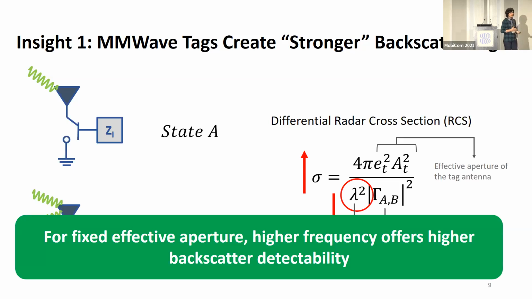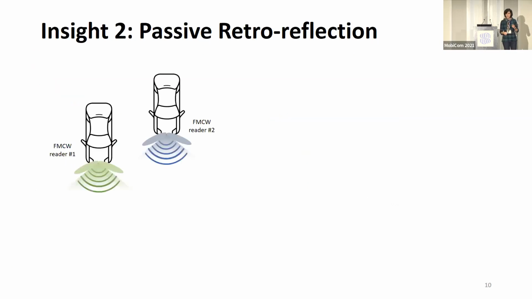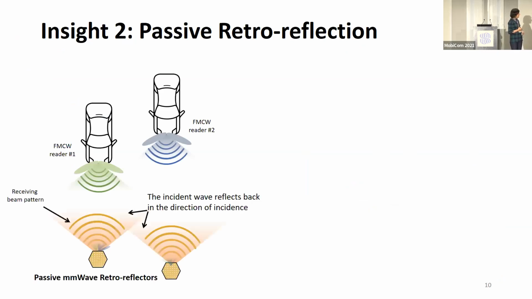But that's not enough. We still need a minimum of energy from the tag to be able to detect the tag. So that's where retroreflectivity comes in. We designed these tags such that instead of reflecting the signal in all directions, they retroreflect toward the direction that the signal comes from. But we're doing it completely passively. There is no active beamforming or phase shifter at the tag to steer the beam.